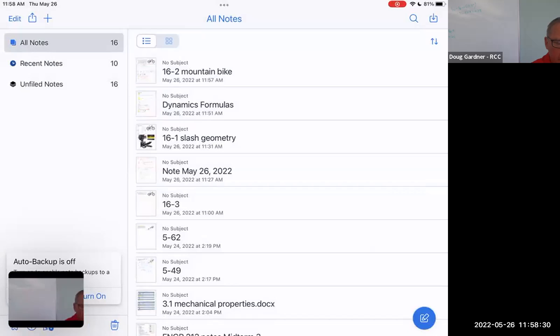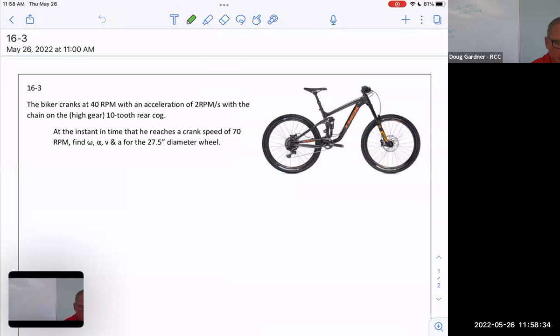Well, let's take a look at one more just to go a little bit deeper. And I want you to notice that I increase the realism of this. What's an RPM? Revolutions per minute. So the biker is cranking with 40 revolutions in 1 minute.